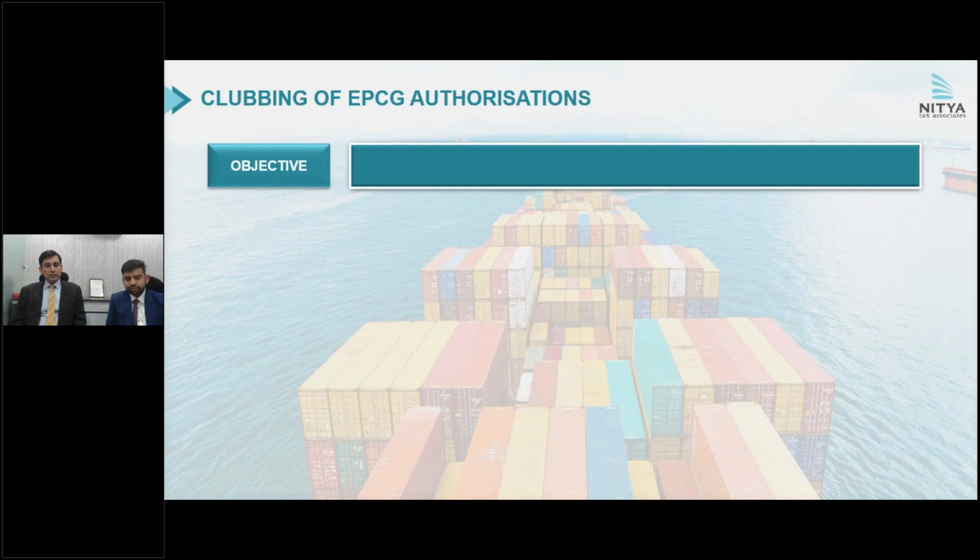There is another concept in EPCG authorization, which is clubbing of EPCG authorizations. Say, for example, you have imported 3 machineries in different years, say year 1, 2, and 3. Then the manufacturer has the option to club all those authorizations. So in the third year, again the EO will be calculated based upon the EO fulfilled in the previous years, and accordingly a new EO will be given to the exporter to fulfill.